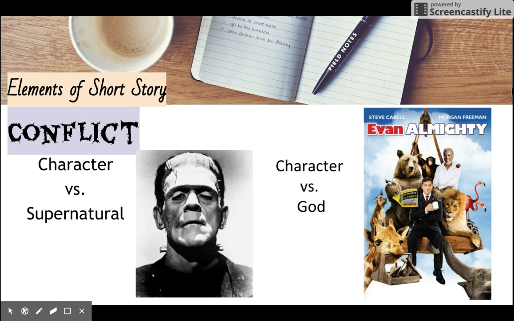Okay, so tomorrow we're going to work on a writing exercise and writing conflict. And then we will also take a look at how to identify conflict in different pieces of text.